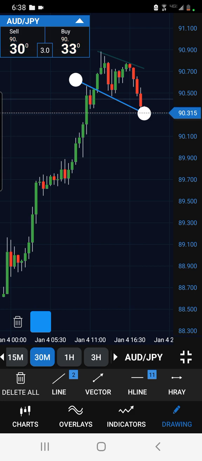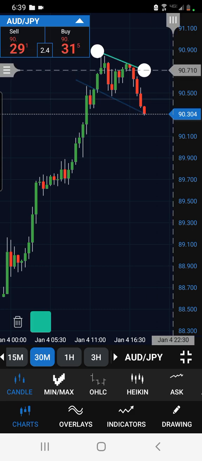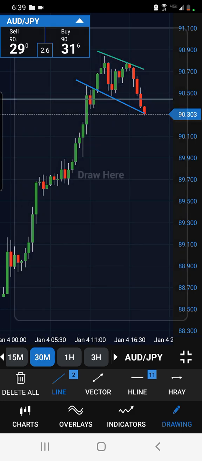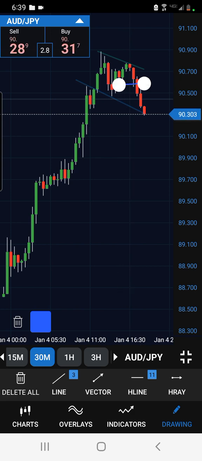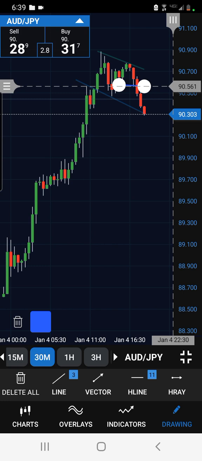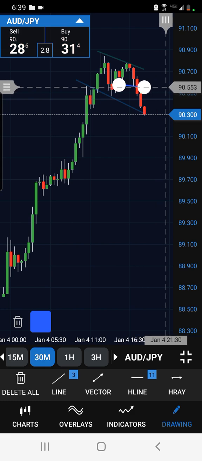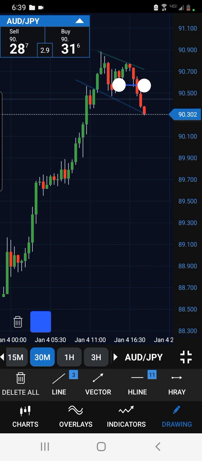All right, what I'm looking for is price to possibly come back up in this range. I'm gonna just draw a little line here so you see what I'm talking about. I'm looking for price to possibly come back up to this range, which would be a greenish bullish candlestick.